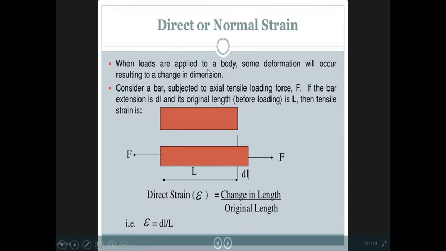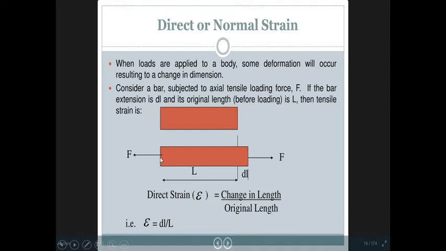When loads are applied to a body, some deformation will occur, resulting in a change in dimension. Consider a bar subjected to axial tensile loading force F. If the bar extension is del L and its original length is L, then tensile strain is. You can see the diagram. The first is the original diagram, where no load or force is acted. In the second diagram, the force will be acted, the force is tensile force.